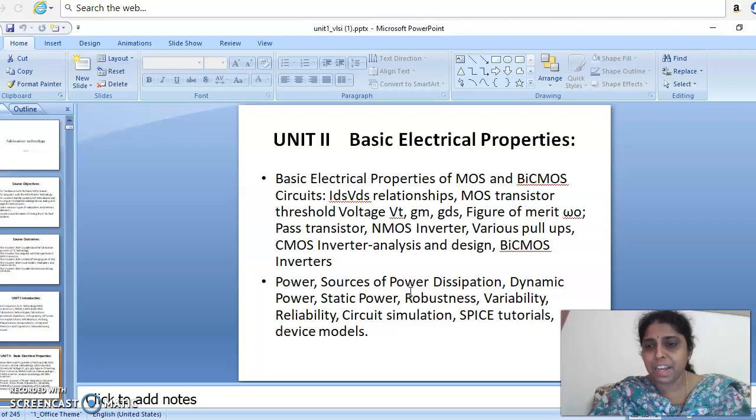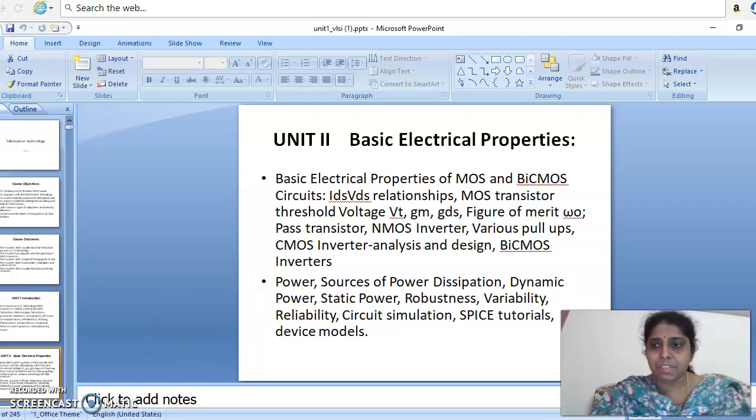power dissipation, like dynamic power, static power, what are the sources. Then some issues like robustness, variability, reliability. Then SPICE simulation, device models, different types of device models. All this will be discussed under unit 2.